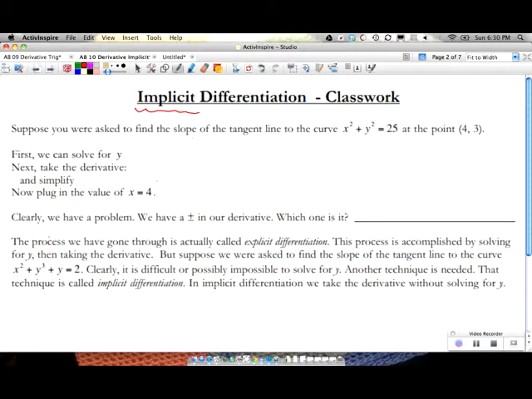All right, calculus, we're looking at implicit, to imply, not explicit. We're not being direct, we're kind of using indirect means to get to a derivative here. That's the general idea: indirect, not direct, indirect.